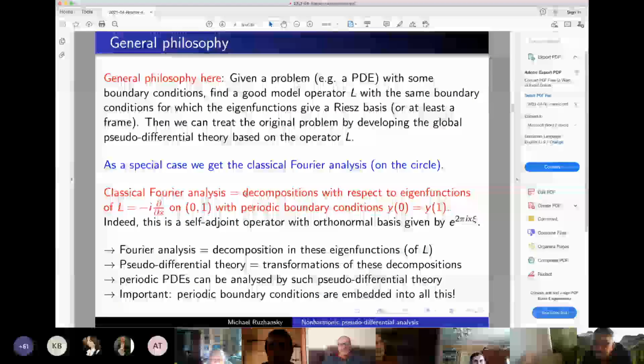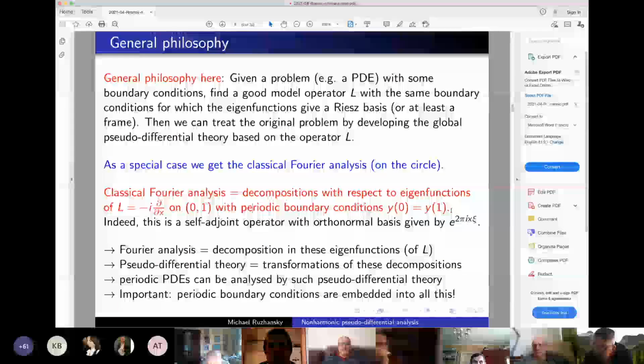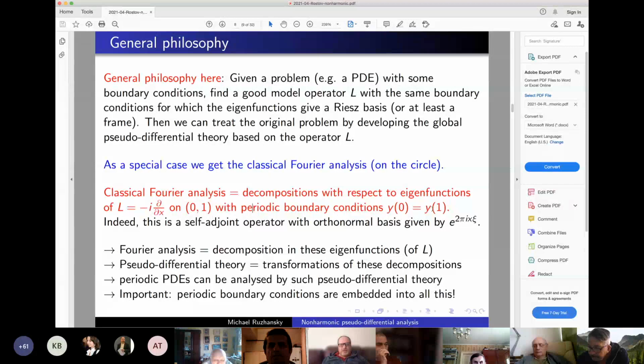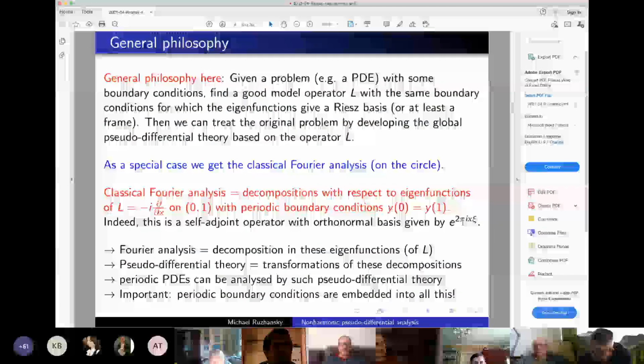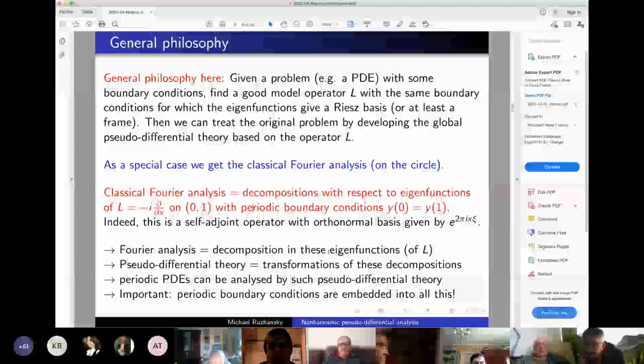So we can say that it is decompositions with respect to eigenfunctions of the operator L on the interval 0, 1 with periodic boundary conditions. Because this classical Fourier analysis is a special case of the setting which I presented on the previous slide. We have an operator L. In this case, L is nice and self-adjoint, with periodic boundary conditions, and it has exponential functions as eigenfunctions, and Fourier analysis is decompositions with respect to eigenfunctions of this operator L. So here at the bottom I say Fourier analysis is decompositions in these eigenfunctions.